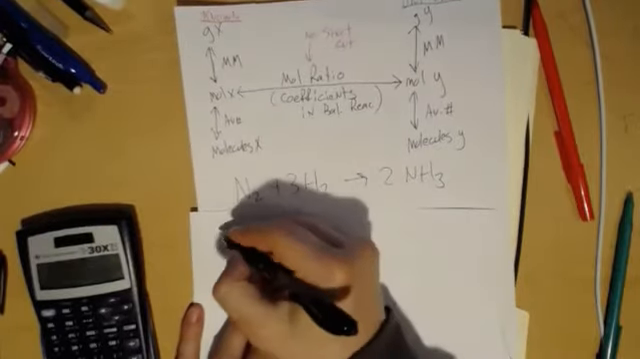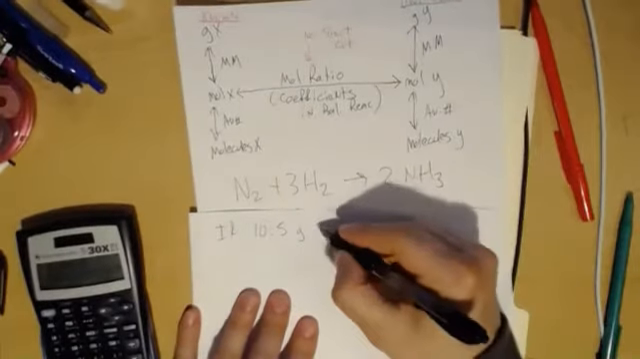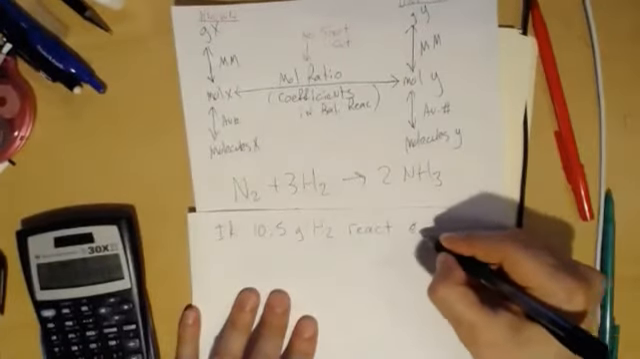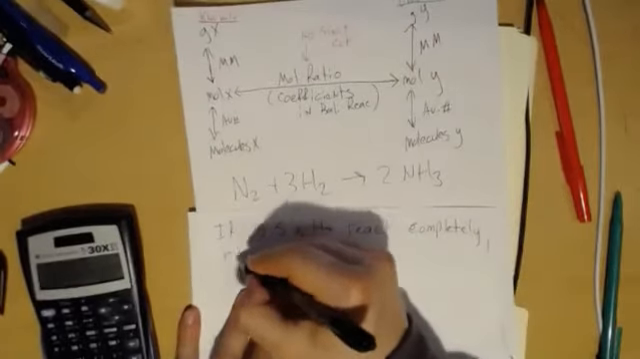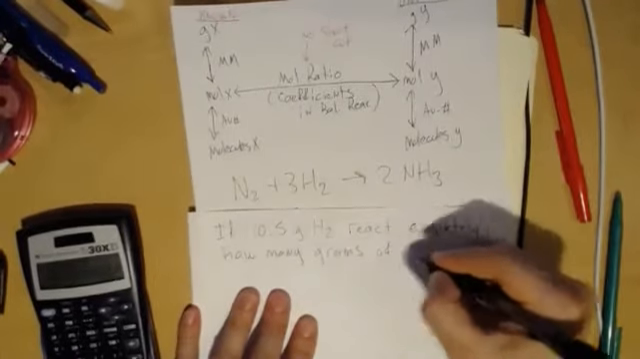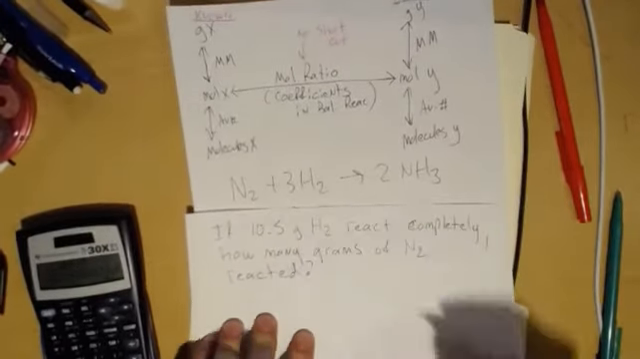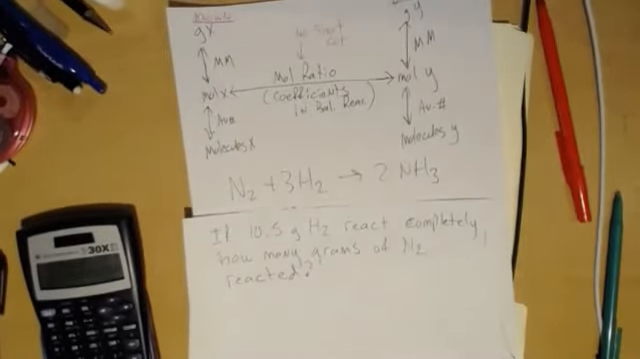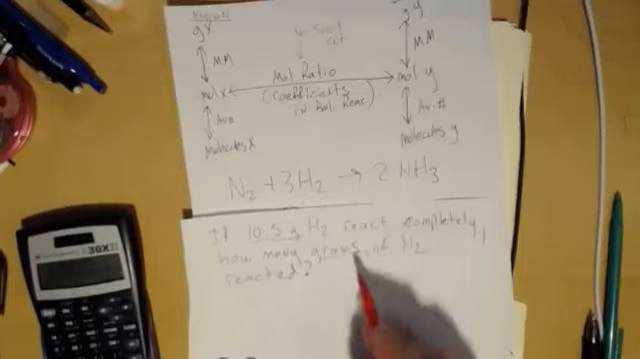Let's do a different problem. If 10.5 grams of hydrogen react completely, how many grams of nitrogen reacted? Question mark. Okay. And this one to me is a really common kind of problem where I'm given a mass of one thing and I want to find the mass of another.